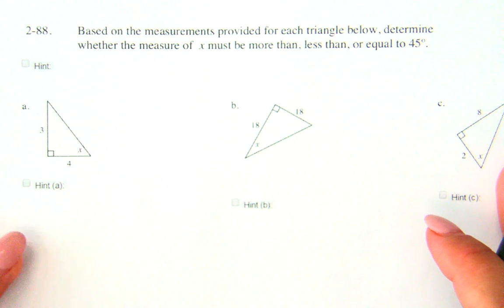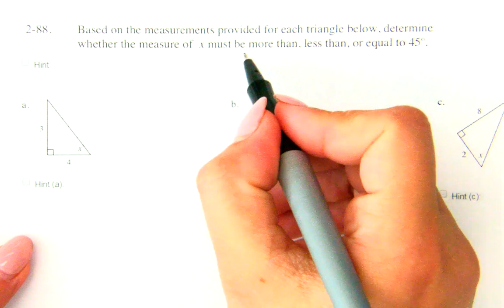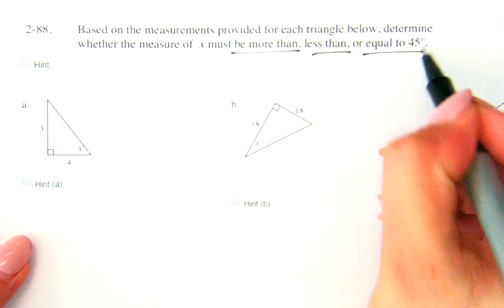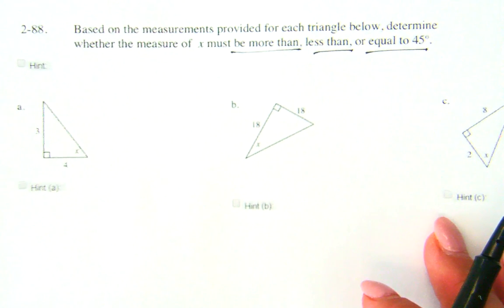And then 88 is an interesting problem. Based on the measurements provided for each triangle below, determine whether the measure of x must be more than, less than, or equal to 45 degrees. So, let's work this out. I'm going to go with B first. I don't know. I feel like I want to do B first, and you'll see why in just a second.